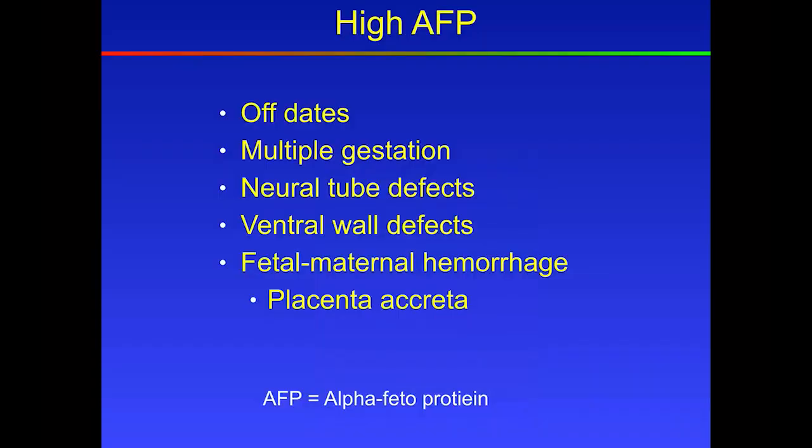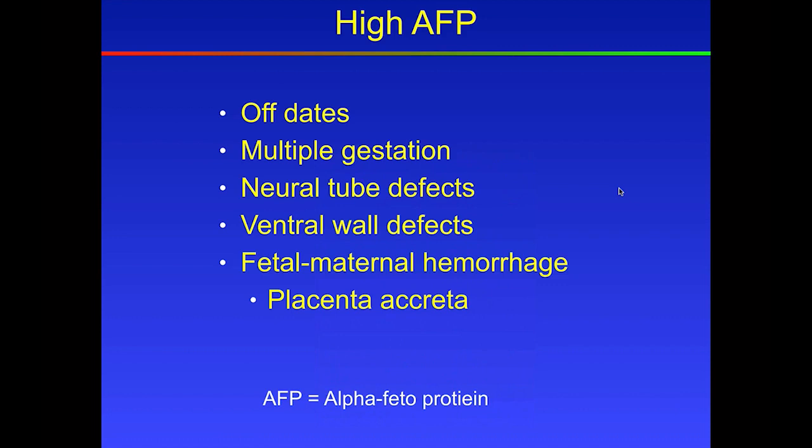Many neural tube defects do present with high AFP. So I'd just like to review with you the causes of high AFP. About 25% of the cases will be due to off dates because it's very dependent on the gestational age. About 5 to 10% will be due to multiple gestations making more AFP. A smaller percent, up to 7%, will actually have abnormalities like neural tube defects and ventral wall defects like gastroschisis, which have a very high AFP, often 10 multiples of the median.